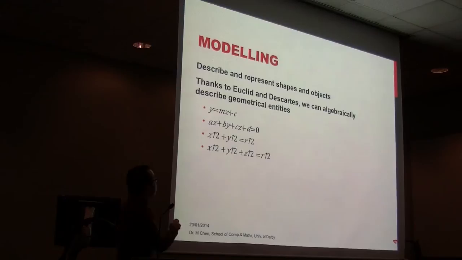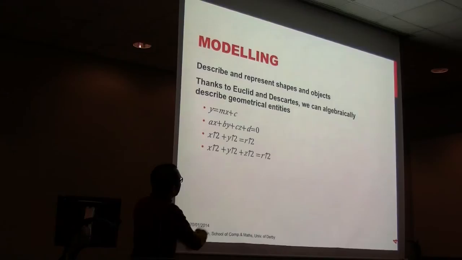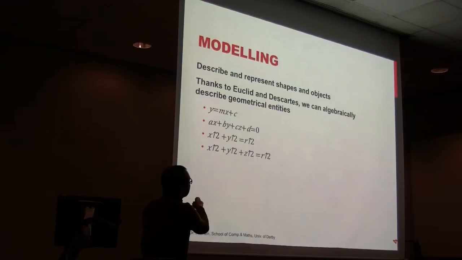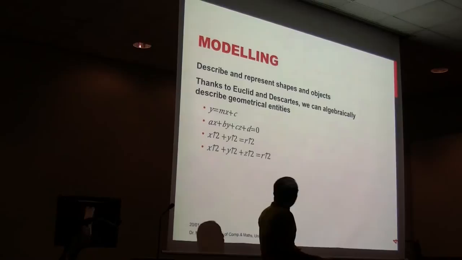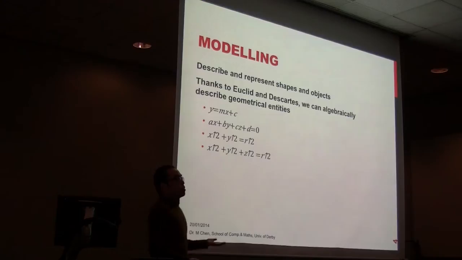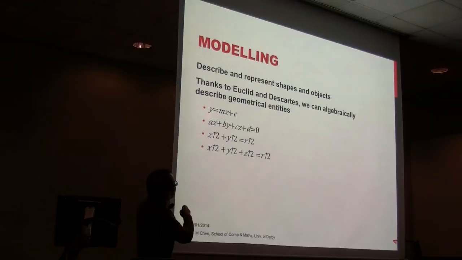So it precisely tells me, if I have a coordinate system with x, y coordinates, and if x, y satisfy an equation of this form, then this point x, y actually lies on the line. So this expression here allowed us to describe a line. Okay. So it's a two-dimensional line, so we have two coordinates.